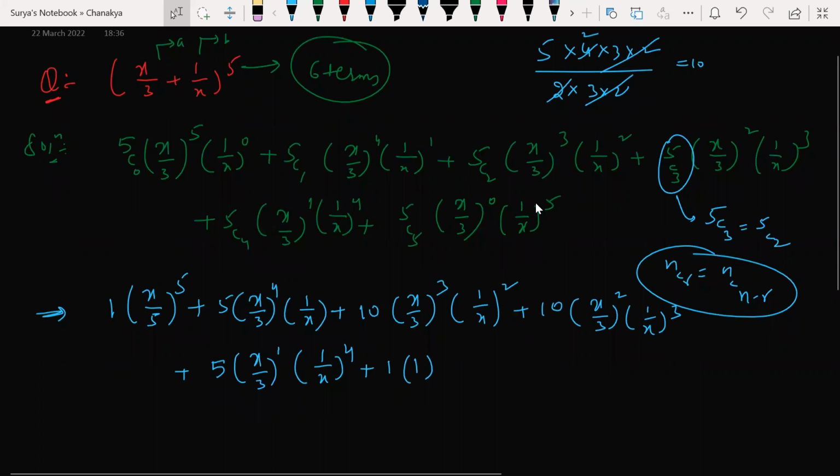So this is how I expanded. Here, one by one, look at this. I'm solving one by one. 5C0 is 1. X by 3 to the power of 5 is as it is. I wrote here.